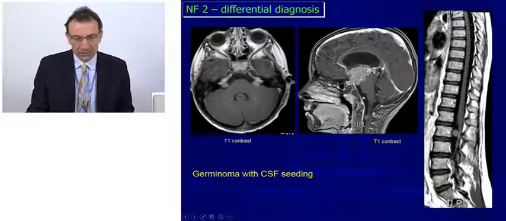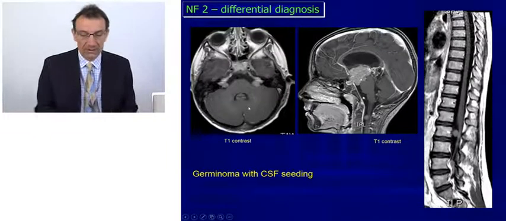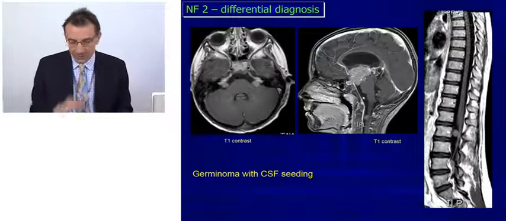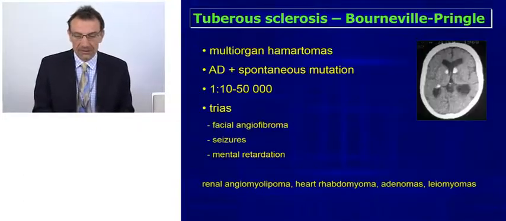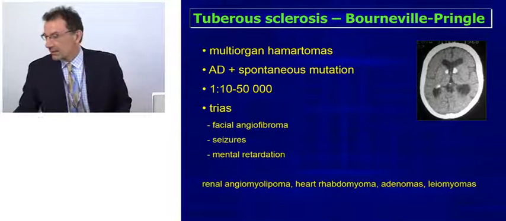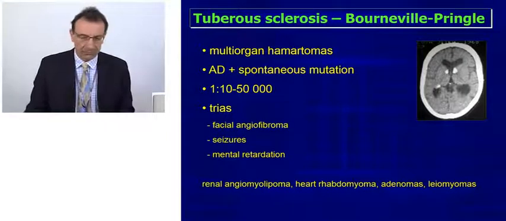in the typical region, and all these lesions were not primary tumors, but they were germinomas with CSF seeding throughout the intracranium and the spinal canal. So it should be kept in mind that those tumors which are seeding through the CSF can mimic those multiple tumors in this phakomatosis. So let's move to the second syndrome, and that's tuberous sclerosis.